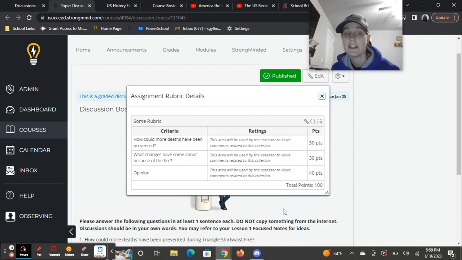Give a reasoning behind why you feel that way. This is how you'll be graded. You get 30 points for explaining how more deaths could have been prevented. Make sure, again, you're using complete sentences. 30 points for explaining what changes have come about because of the fire. And then 40 points for that opinion question. So pretty straightforward. You'll do this video assignment, then your focus note assignment, and then right after that you go into this discussion where you answer these questions.